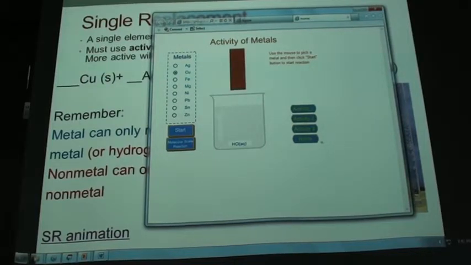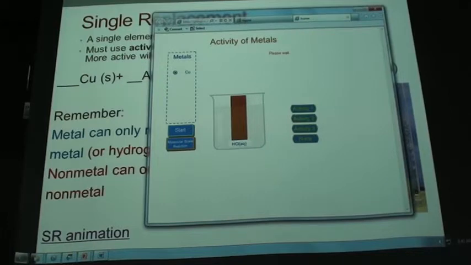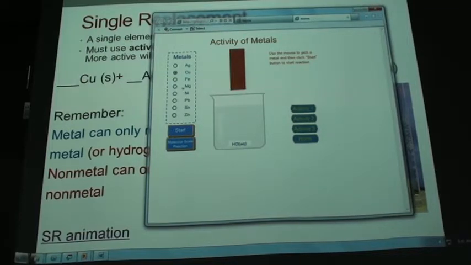Yes or no? Will copper replace, and what is it going to replace in this? Hydrogen. Will copper replace hydrogen? Raise your hand if you think yes. Raise your hand if you think no. All right. Fortunately, everyone has an opinion. That means you are all thinking. Did it? Nope.